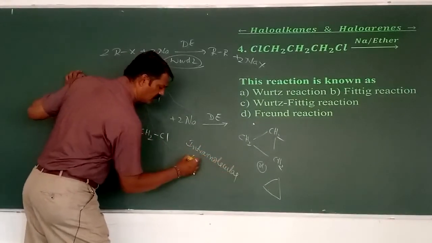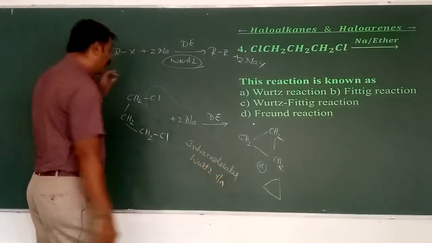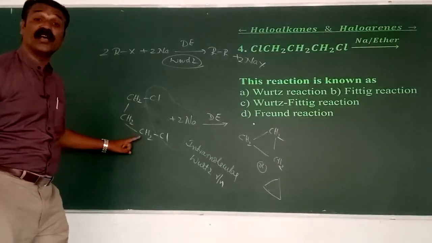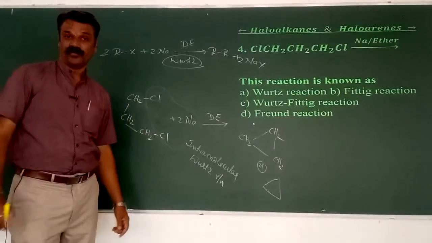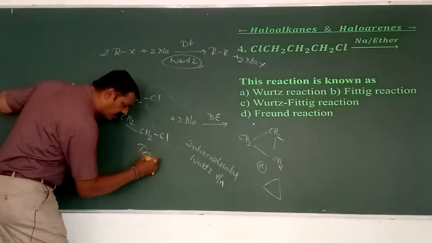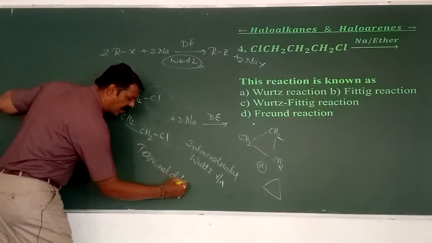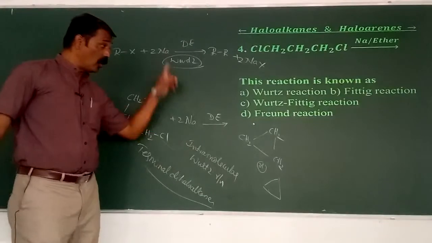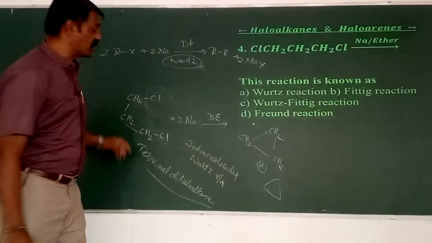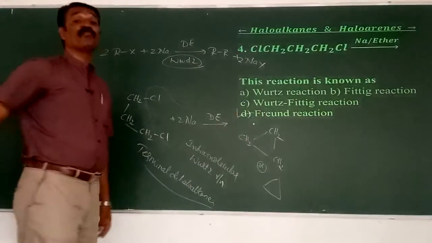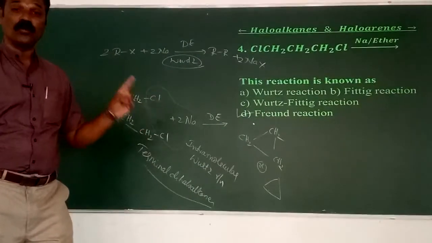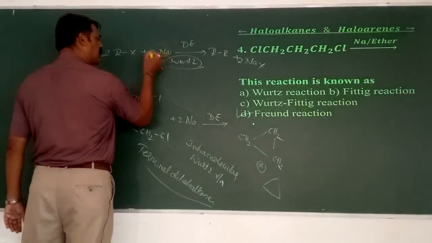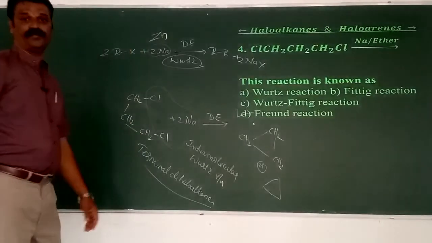This is actually called the intramolecular Wurtz reaction. In the Wurtz reaction, the reaction takes place between two molecules of haloalkanes. But in this case, the reaction takes place within the same molecule. It is strictly the terminal dihaloalkanes that undergo not the Wurtz reaction, but the intramolecular Wurtz reaction, which is given another name, Freund's reaction. Intramolecular Wurtz reaction is also called Freund's reaction.